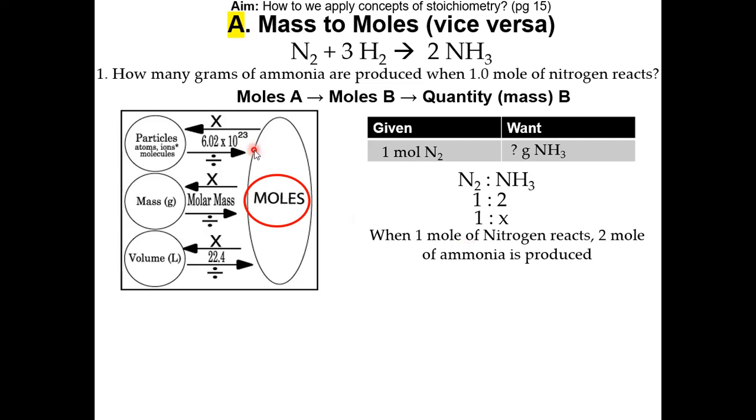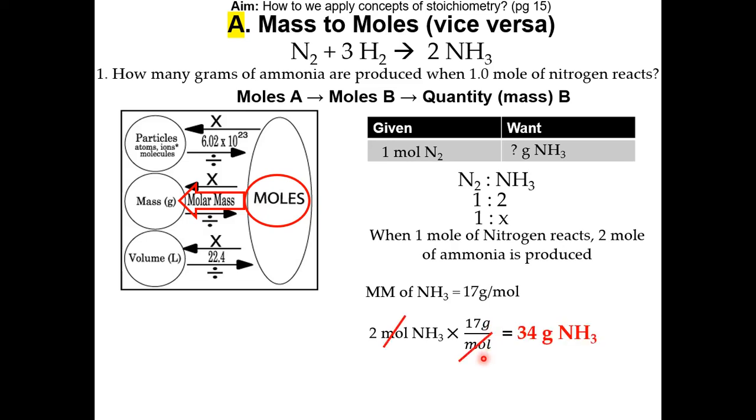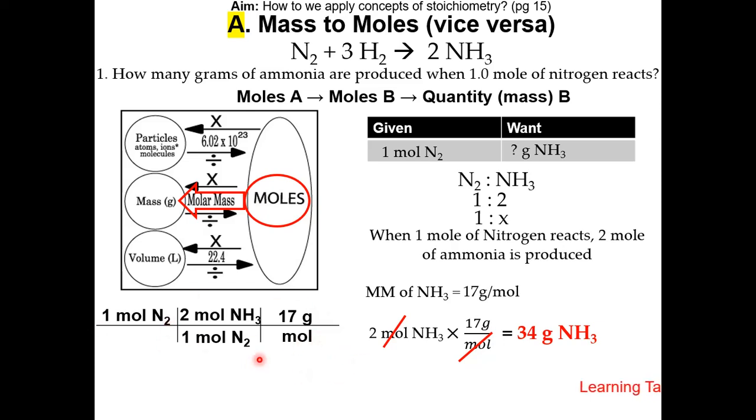But the question asks for mass, not moles. So we have to convert from moles to mass. If we look at diagram 2, to do that, we have to multiply by the molar mass of ammonium. By using the periodic table, the molar mass of ammonium is 17 grams per mole. 2 moles of ammonium times 17 grams over mole will give us 34 grams of ammonium. So this is our final answer. You can also get the same answer by using the bridge method, and this is the setup of the bridge.